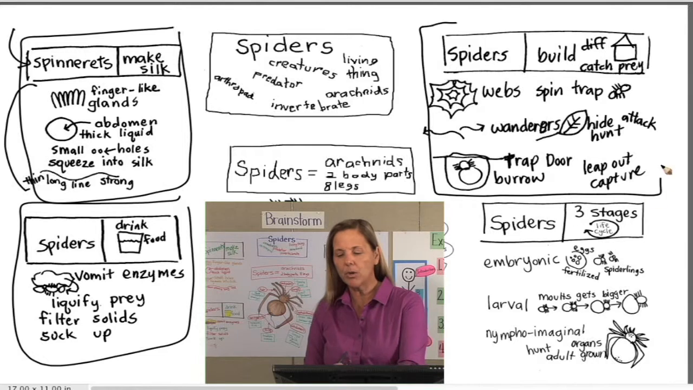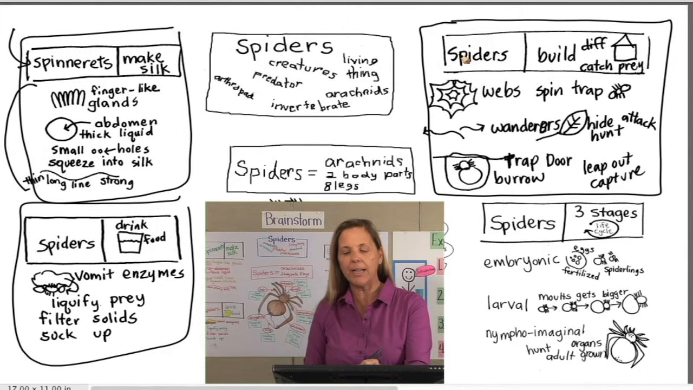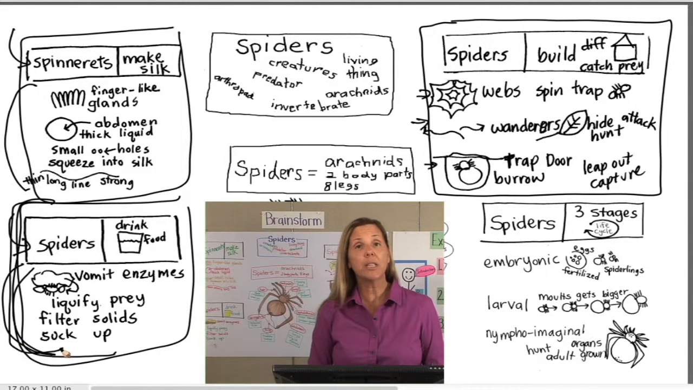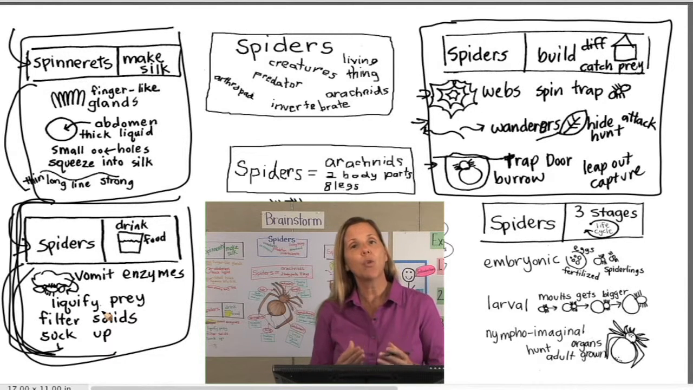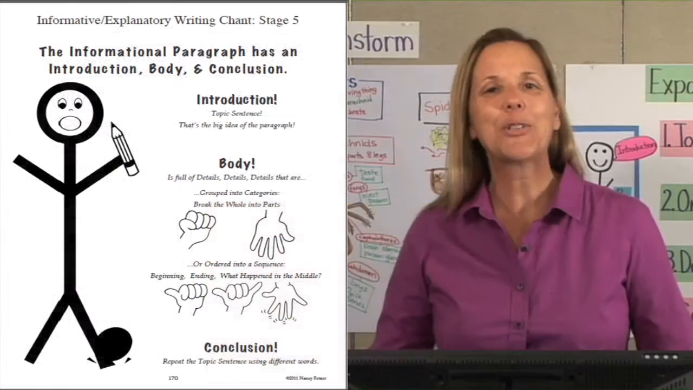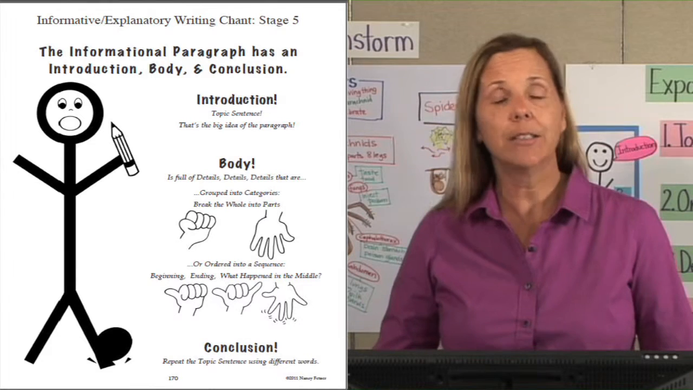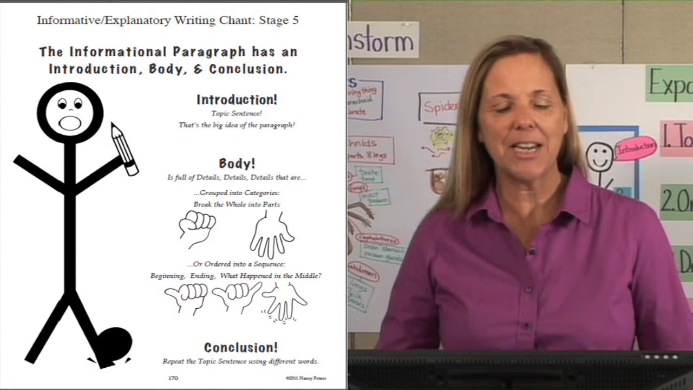For our categories organizer, we went up here to where we had spiders build different types of homes or use their environment to catch their prey. And then below we had our details that we had brainstormed. Today we're going to use this information down here on the bottom in order to fill in our stage 5 informative explanatory organizer focusing on sequencing information. Please turn to page 170 to begin our sequencing organizer at stage 5.